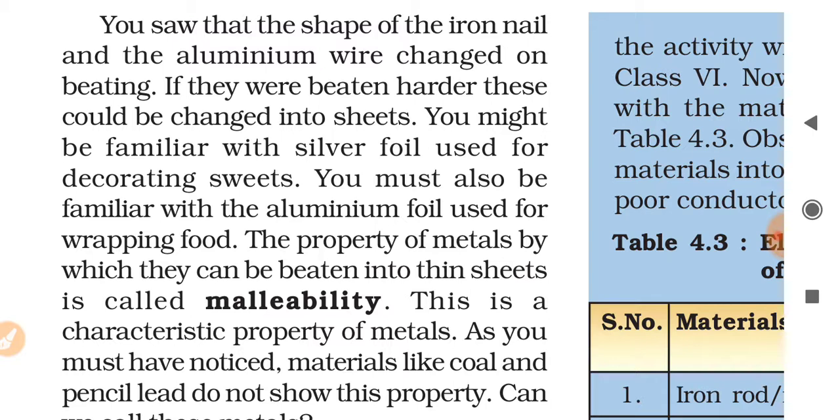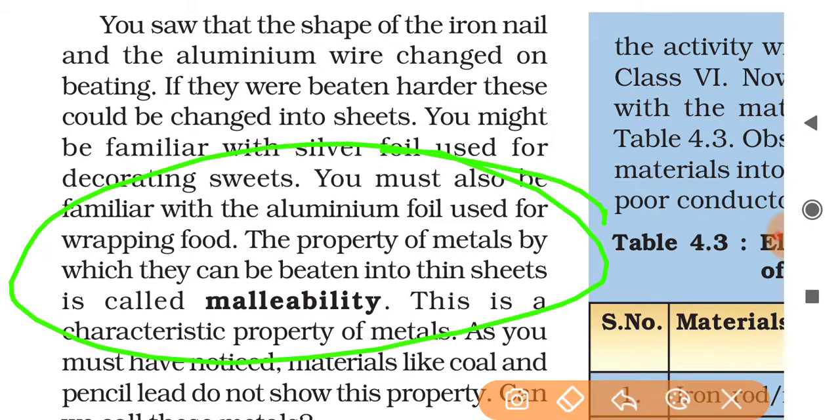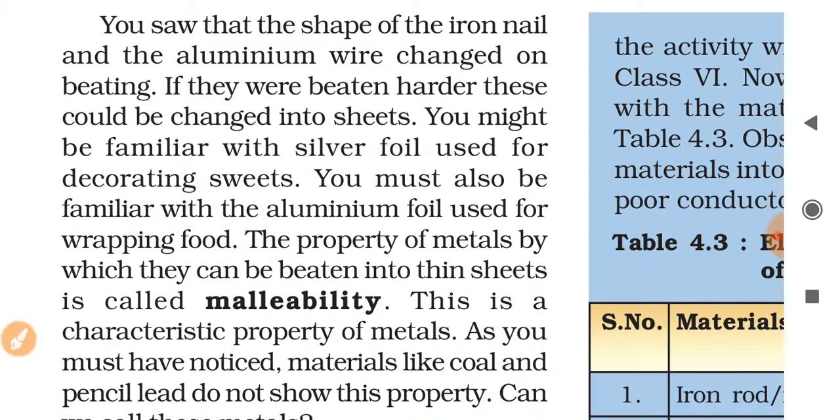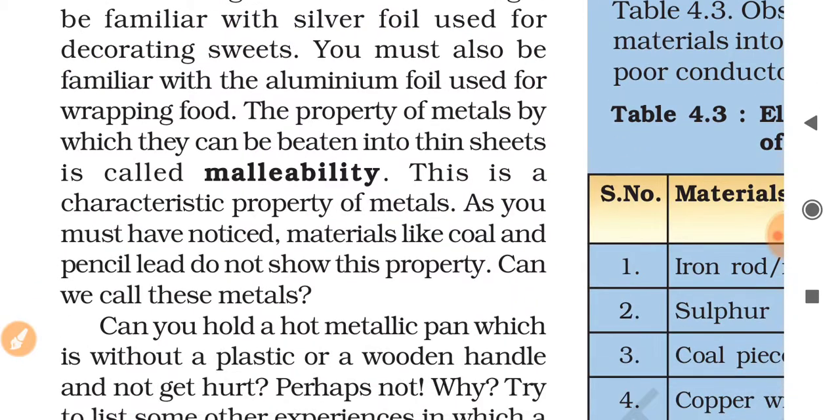The property of metals by which they can be beaten into thin sheets is called malleability. This is a characteristic property of metals, so any material made of metal is malleable. As you must have noticed, materials like coal and pencil lead do not show this property. They will break down if you do activity 4.1.